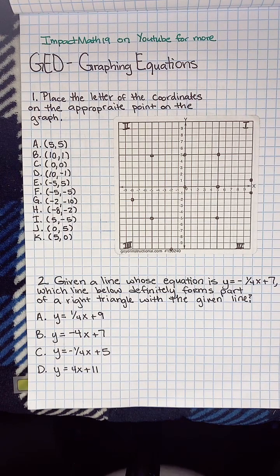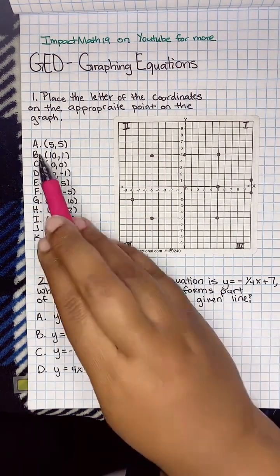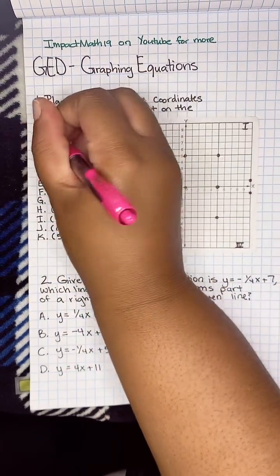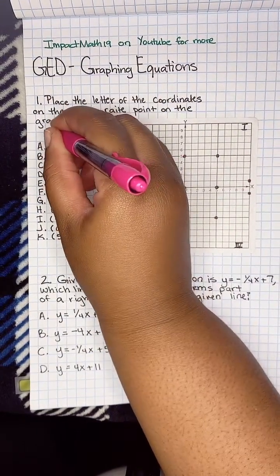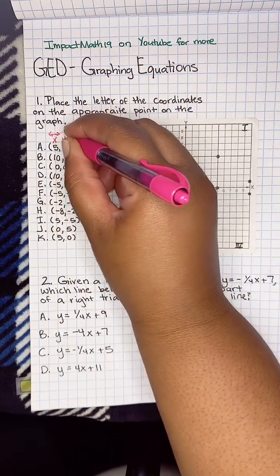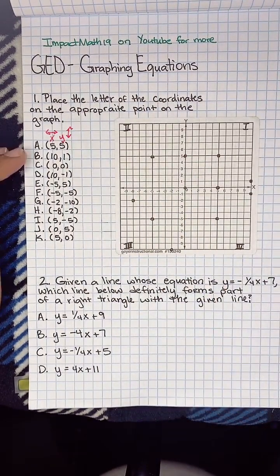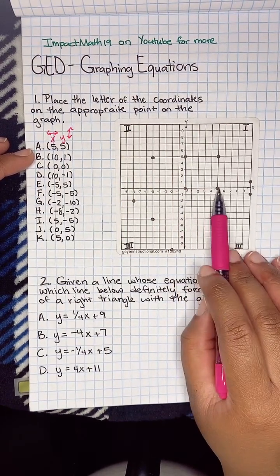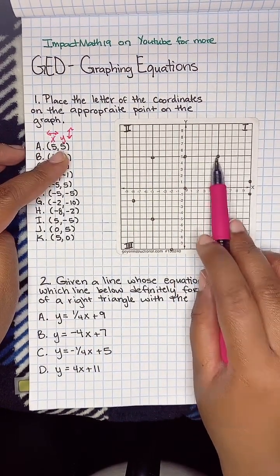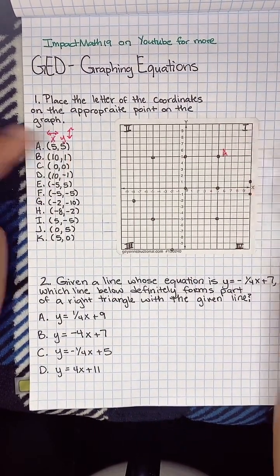Let's get started. Number 1 says, place the letters of the coordinates on the appropriate point on the graph. So let's look at how to plot points. Remember, you always start with an X, then a Y. The X goes left or right, and then the Y goes up and down. If we're looking at A, start at 0, 0. You're going to go over 5, and then the Y tells you to go up 5. So this would be A.